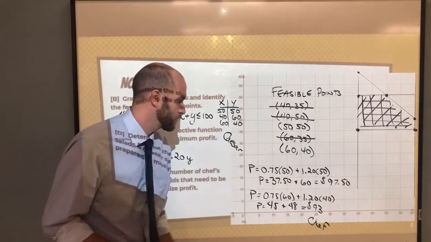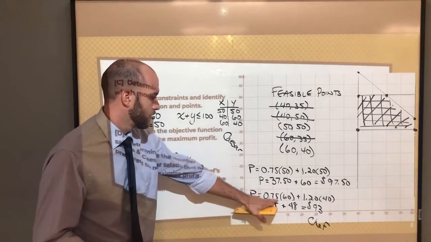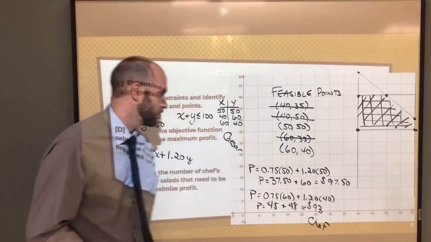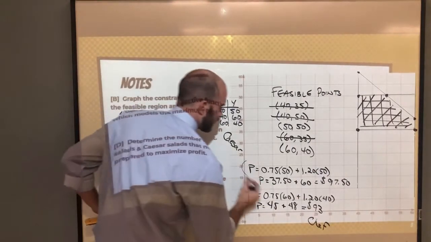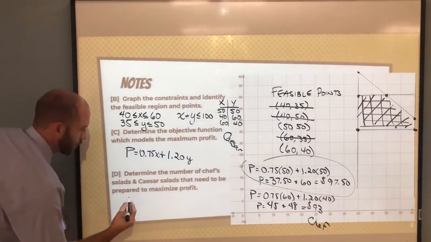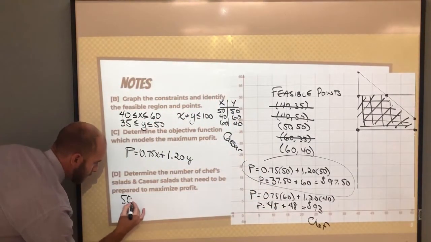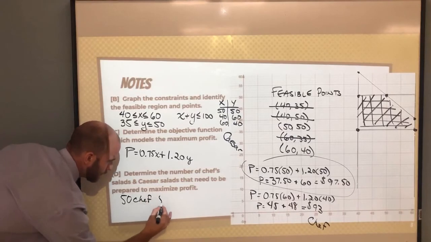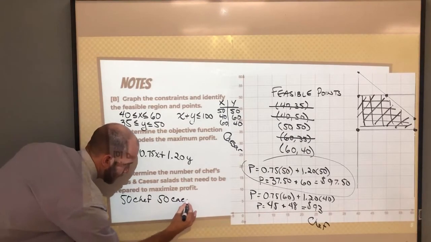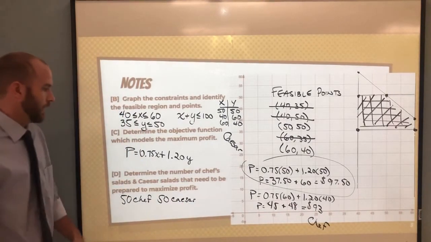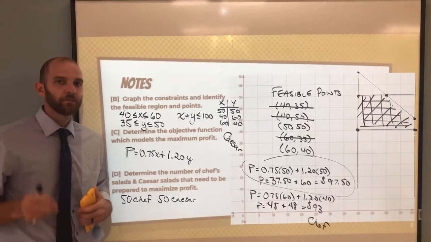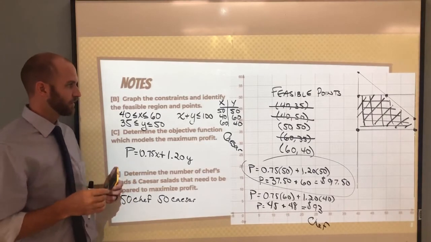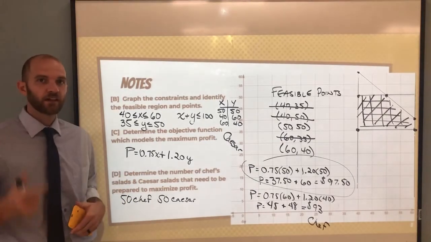So you tell me, which one are we going to make more money on? 50 chef, 50 Caesar, or 60 chef and 40 Caesar? And so to make the most money, we would need to use this option right here, which was 50 chef and 50 Caesar. And that would maximize our profit for the constraints given based on past data for this lunch stand that was selling chef salads and Caesar salads.